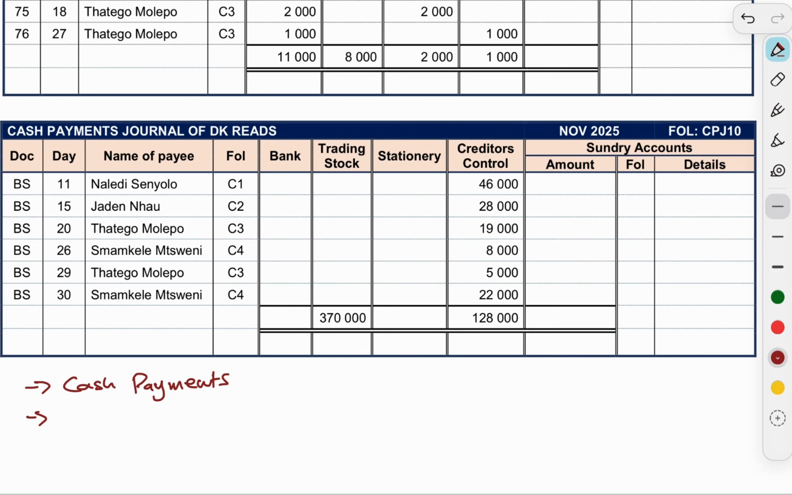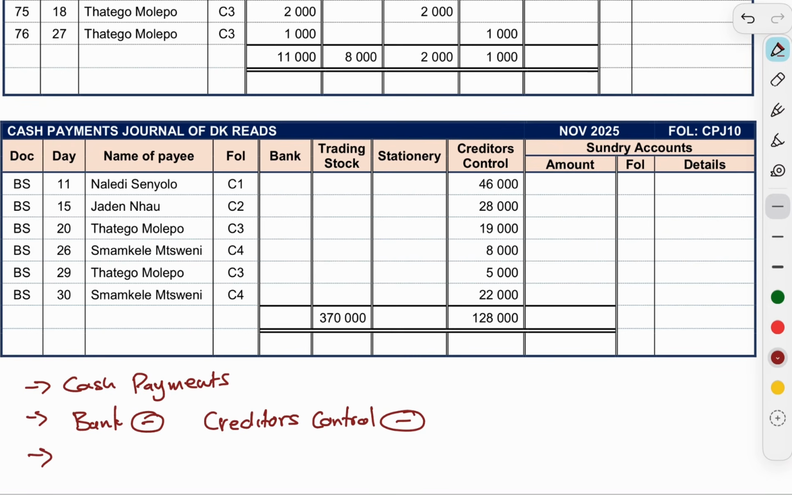Okay, and one of the accounts that will be affected is the bank account. So we know that the bank account will decrease. This is the main account. Money is coming out, or cash is coming out of the bank. But in this case, we are going to be looking at the cash payments made to the creditors. That involves now the creditors control being affected. So we are basically reducing the debt of the business, so the creditors control account will decrease.